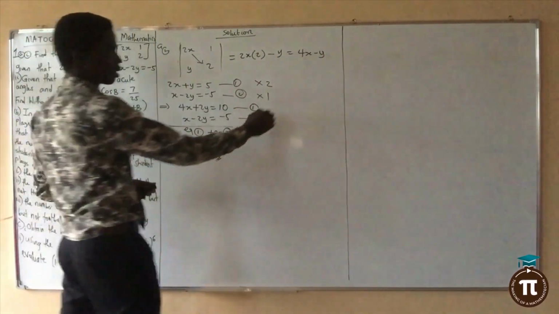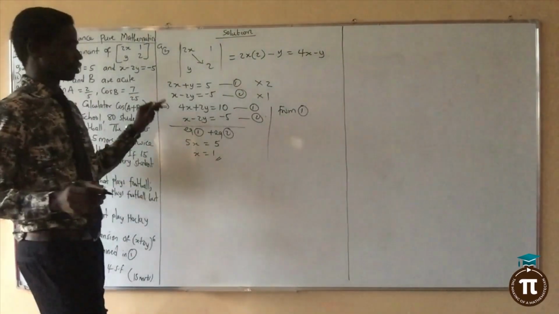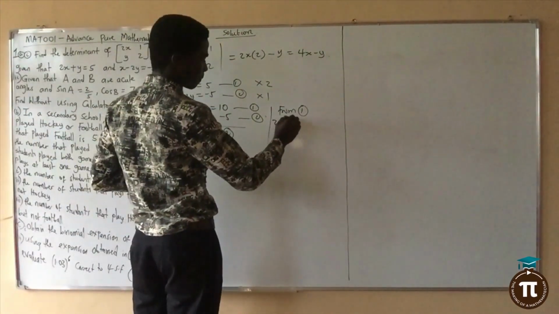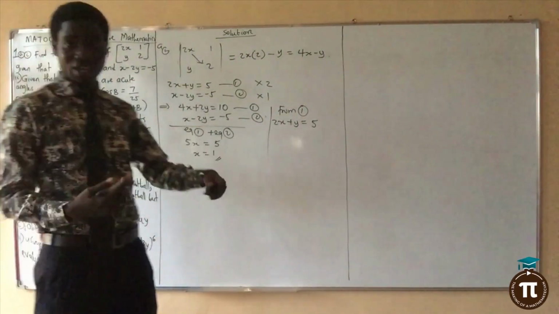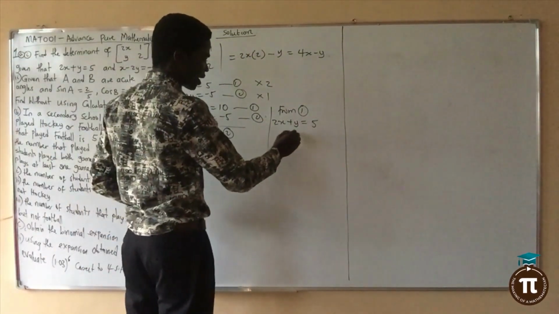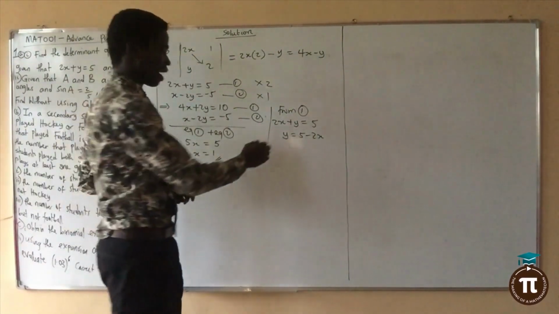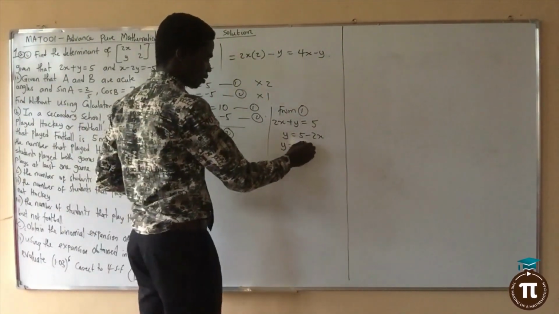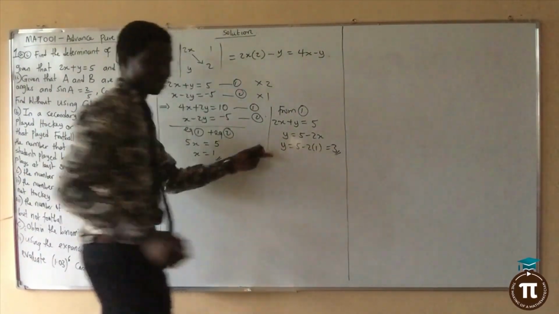So from equation 1, without wasting time, what do I have in equation 1? I have 2x plus y is equal to 5. You can use any of the equations to get the value of y, whichever one is fine. So y is equal to 5 minus 2x. So y is equal to 5 minus 2 times 1. That is 3. 5 minus 2 will give me 3 because x is 1.